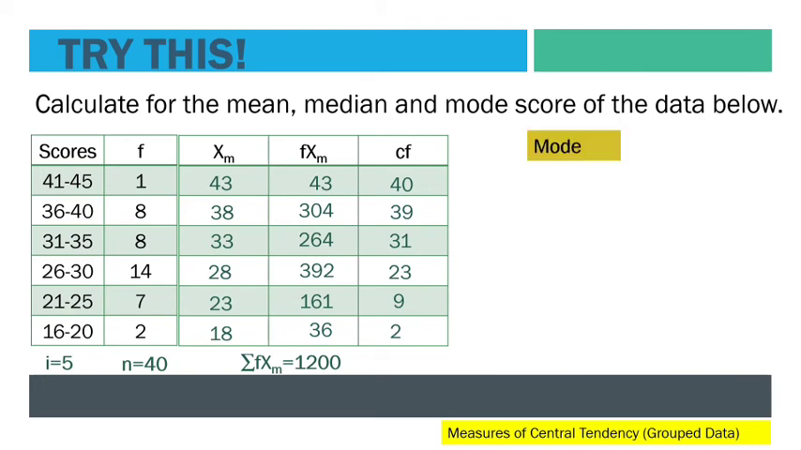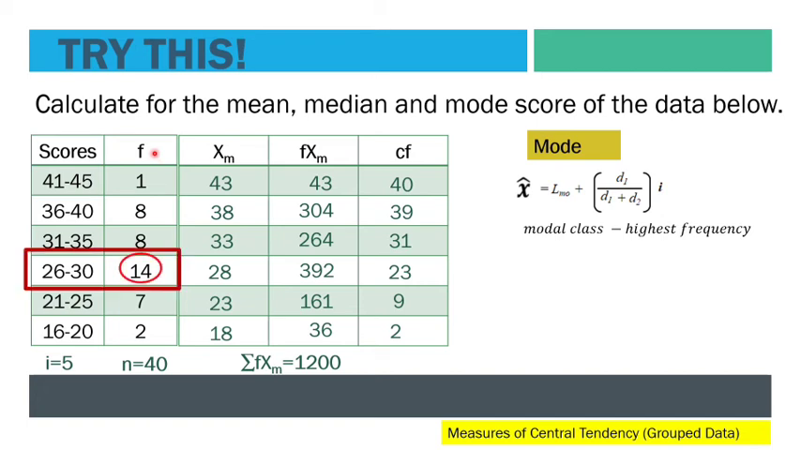Now, for the mode, we have to use the formula. Okay, but first, we have to determine the modal class by identifying the class with the highest frequency. So which among the frequencies here has the highest value? Yes, it's the number 14. So therefore, this is our modal class. I did not include the other numbers because we will just be using these two columns actually. So now, we can now determine the lower boundary of the modal class, which is this again.